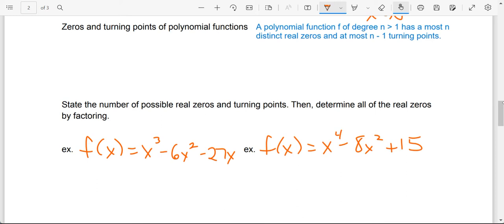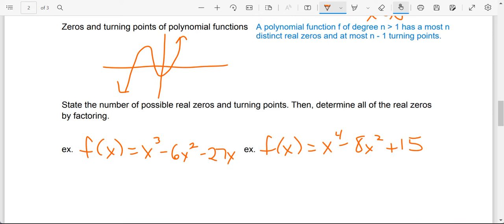So for zeros and turning points of a polynomial function, if we have a polynomial function of degree n greater than 1, it has at most n distinct real zeros, and at most n minus 1 turning points. Here's some random x cubed graph to help illustrate for you.